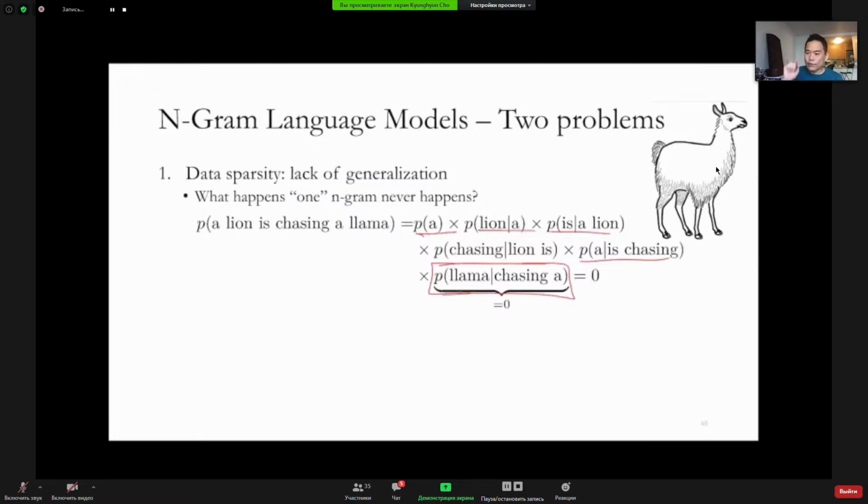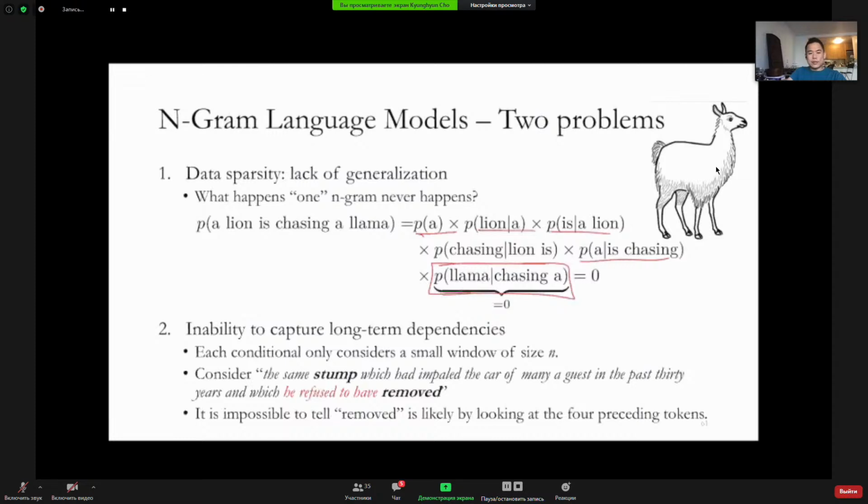Then, however likely all the other n-grams were, the probability assigned to this sentence by our n-gram language model is going to be 0 because of this one particular n-gram. So that's the issue of data sparsity, which is connected to a lack of generalization. The second issue is the inability to capture long-term dependencies. This is a bit trivial in a sense: because we made an assumption of the nth-order Markov property, our language model simply cannot capture any dependencies that go beyond this n-gram model.